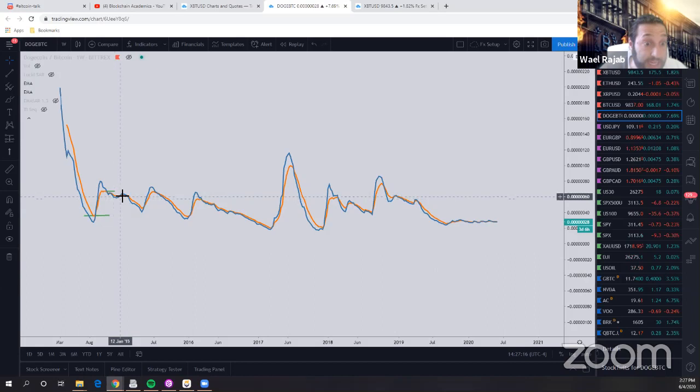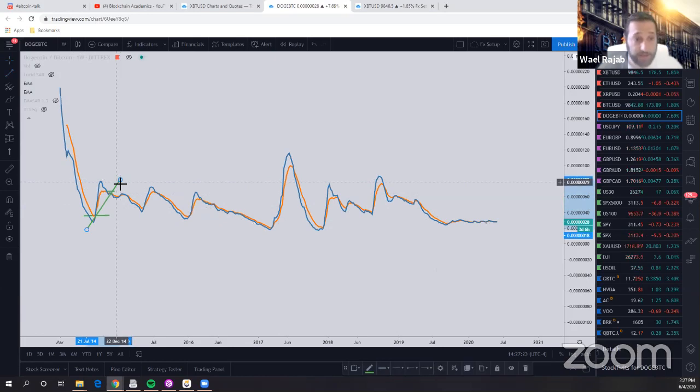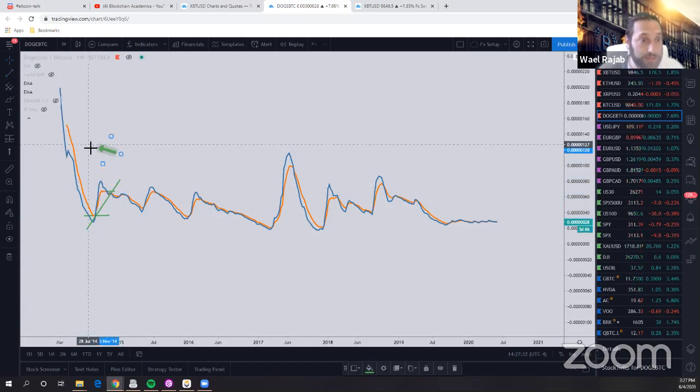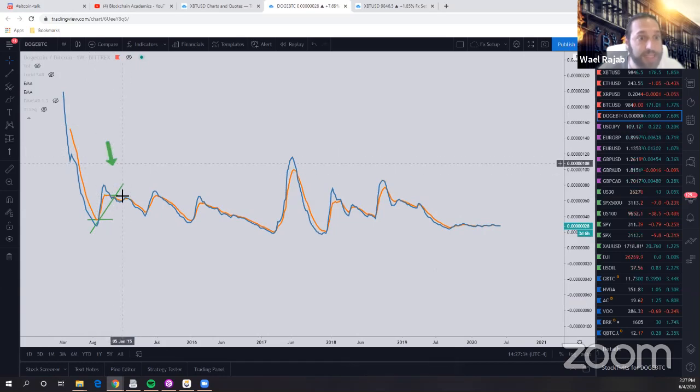Would you buy here though because it crossed? No, you wouldn't, because this uptrend is done. The uptrend's done, and you can see that not only is the uptrend done, but the moving averages are now, let's see if I can, they're now pointing down.